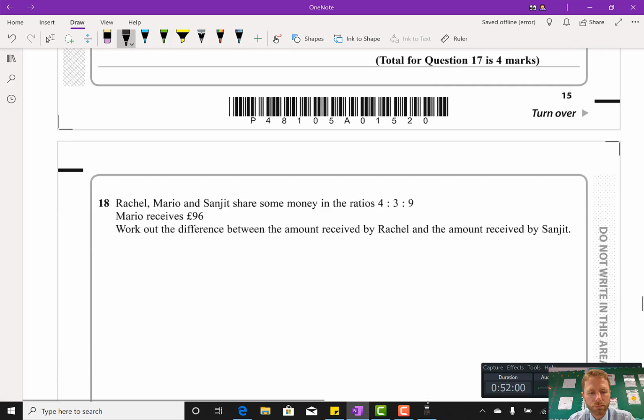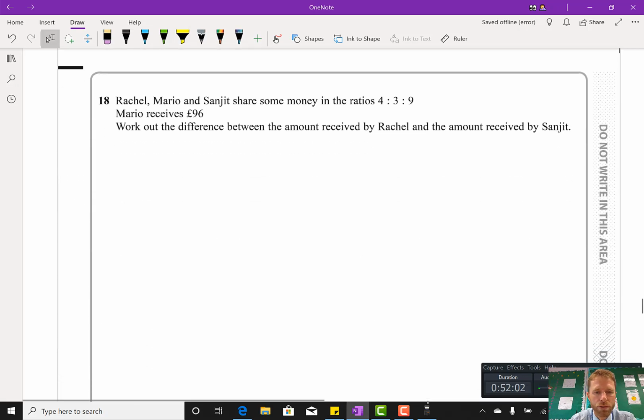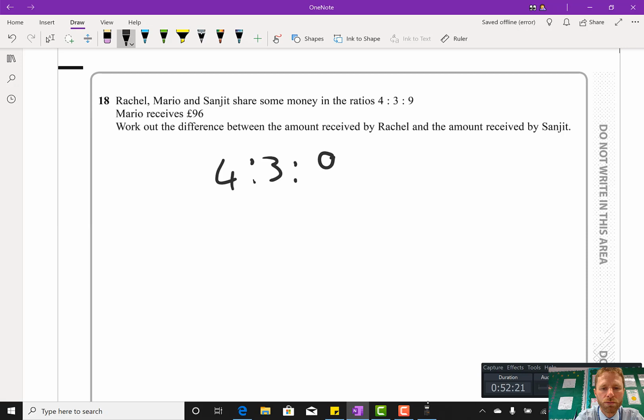Question 18. Rachel, Mario and Sanjit share some money based on the ratio 4, 3 and 9. Mario receives £96. Work out the difference between the amount of money received by Rachel and the amount of money received by Sanjit. So, we have got 4 parts, 3 parts, and 9 parts. I know that I've got Rachel, Mario, and Sanjit.